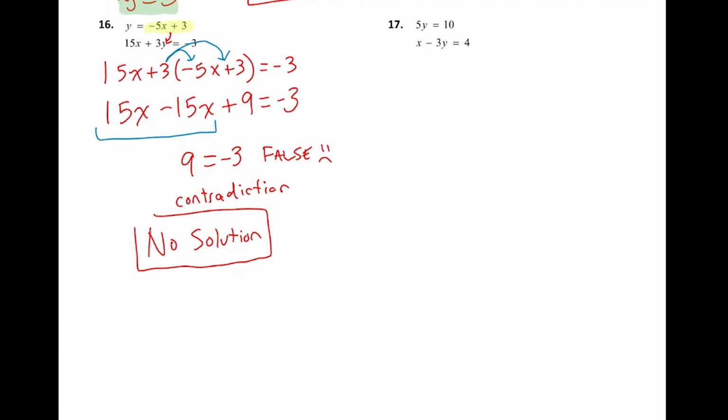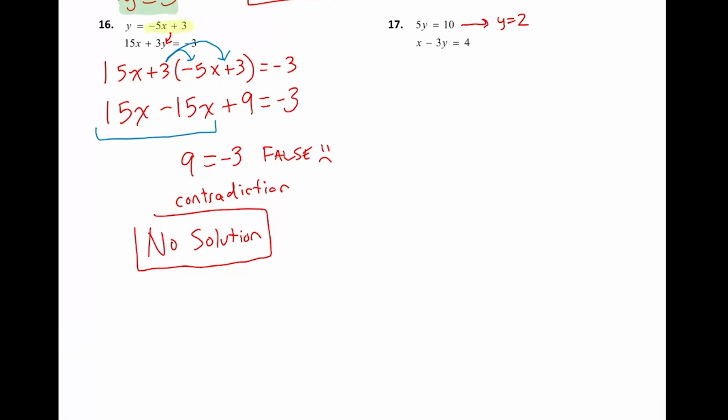Number 17. Now, this one is going to be a little trickier than any of the ones we've done so far. It's not too bad, but notice how on neither equation is one of the variables isolated. So you're going to have to do a little bit of work up front to force one of the variables to be isolated. And there's not really a rule as far as which one you have to isolate. Like for example, in the first equation, we can isolate y if we divide both sides by 5, right, to get y equals 2.